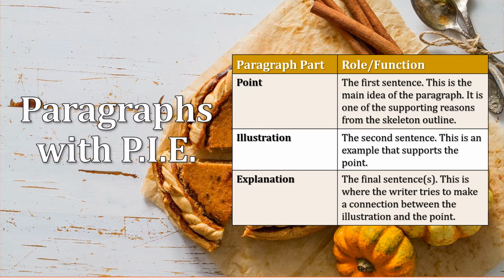P stands for point. The first sentence, this is the main idea of the paragraph. It is one of the supporting reasons from the skeleton outline. I stands for illustration. The second sentence, this is an example that supports the point. And E, explanation, the final sentence or sentences, this is where the writer tries to make a connection between the illustration and the point.